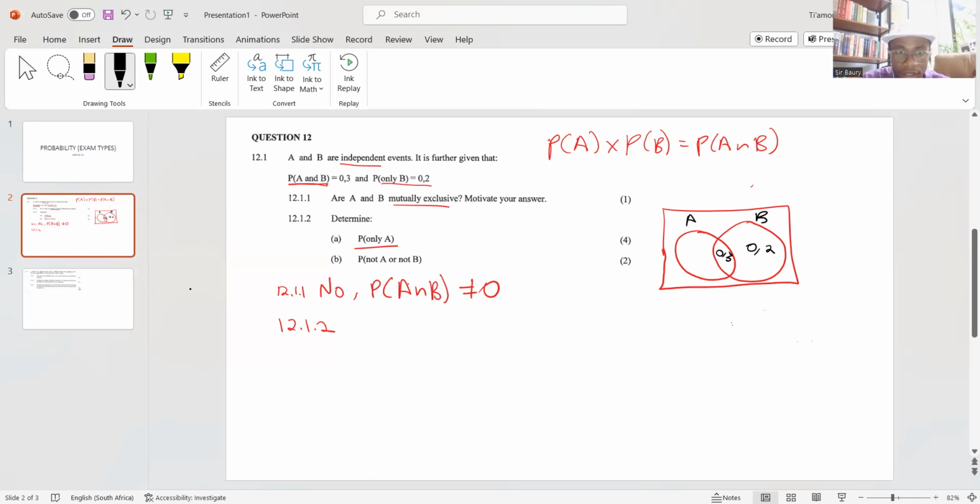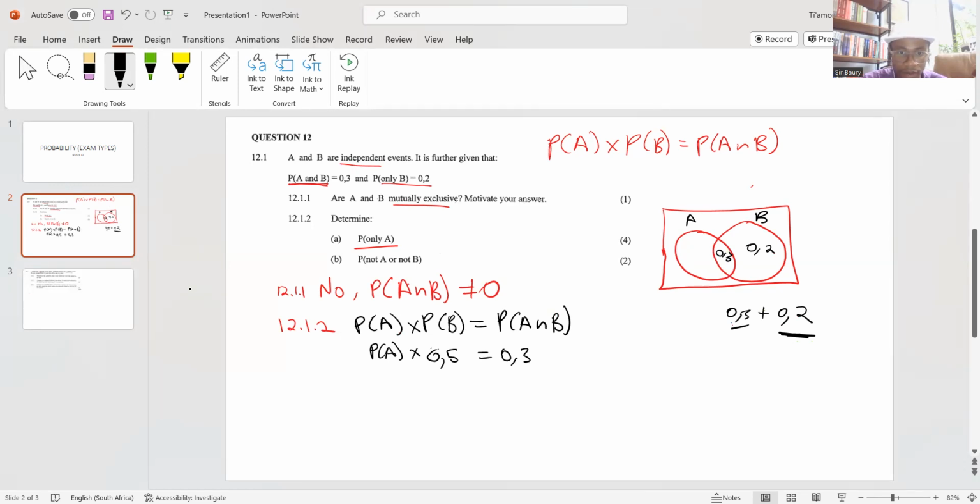I'm going to say the probability of A times the probability of B is going to give me the probability of A and B. I don't know the probability of A. I know the probability of B. The probability of B, it's not B only, it's going to be equal to 0,5 because it's the 0,3 plus the 0,2. This is B, this is A and B, and this is B only. So that's why it's 0,5. And the probability of A and B, I'm given that it's 0,3.